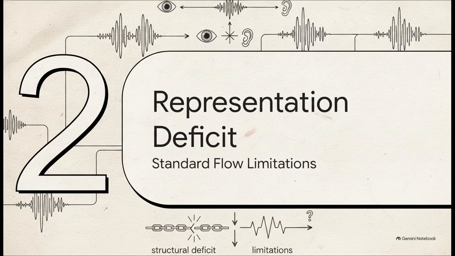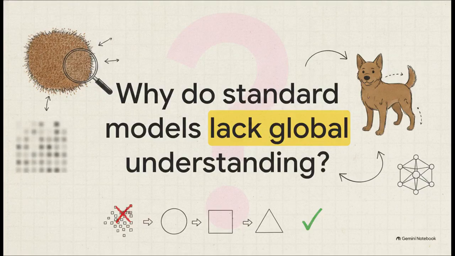Moving to Section 2, the representation bottleneck, or the structural deficit of standard flow models. I really want you to think about this question for a second. If a model is optimizing to reconstruct just tiny local patches or individual pixels, how on earth can it ever develop a global, structured understanding of what it's actually building? It's like trying to put together a 1,000-piece puzzle by only looking at one piece at a time.